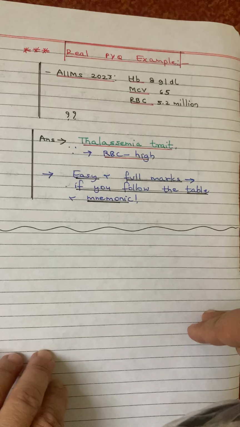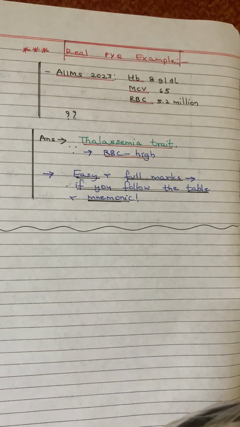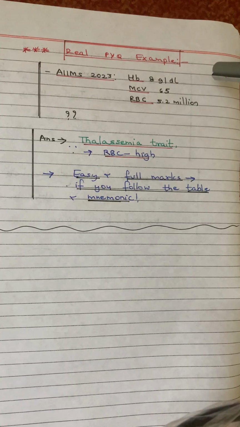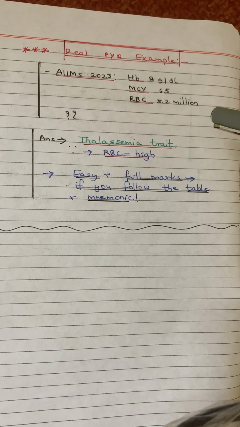Now, a real PYQ example. In AIIMS 2023, the question was, a case was given having hemoglobin 8 gram per deciliter, MCV was 65, and RBC count was 5.2 million. So just think what this condition could be. I already told you that RBC will be high. That means it is thalassemia trait. Easy and full marks if you follow the table and the mnemonic.